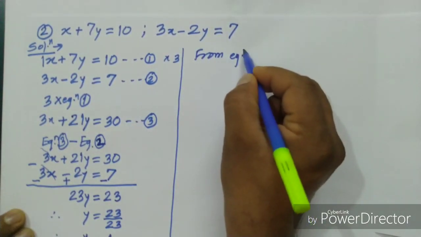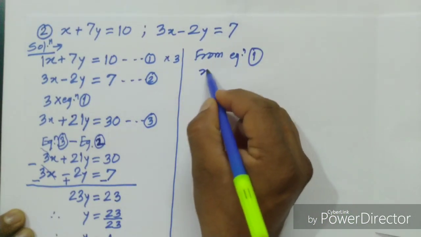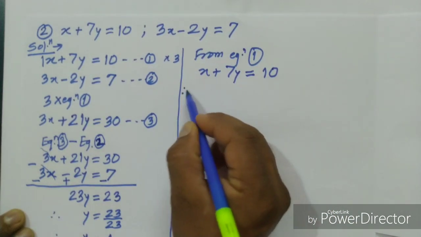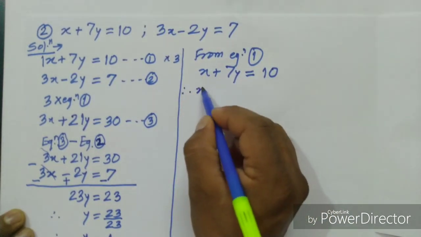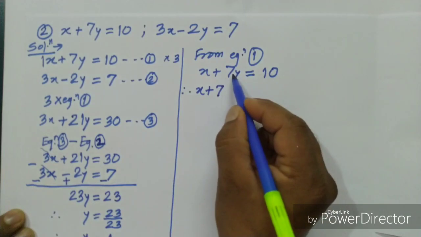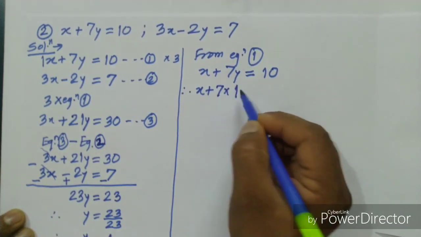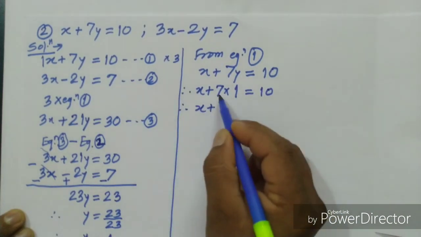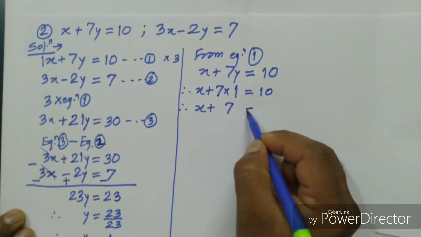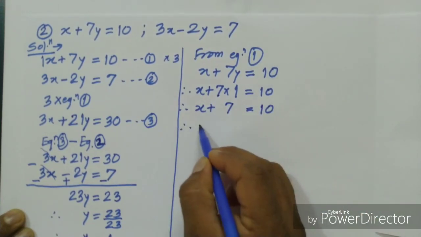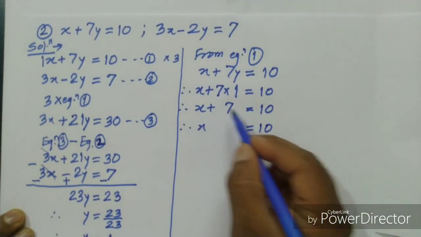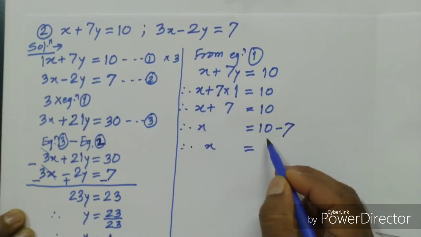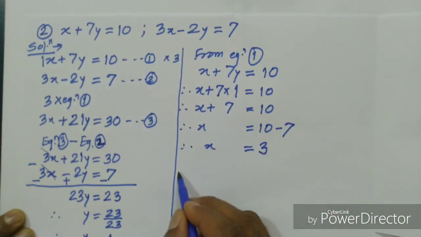From equation first, x plus 7y is equal to 10. x plus 7 into the value of y, which is 1, is equal to 10. Therefore x plus 7 is equal to 10. Therefore x is equal to 10, and plus 7 becomes minus 7. Therefore x is equal to the subtraction 10 minus 7, which is 3.